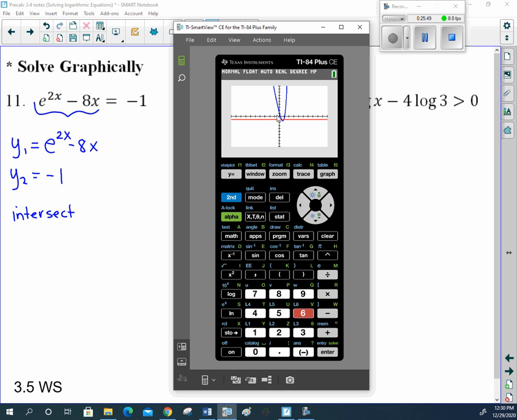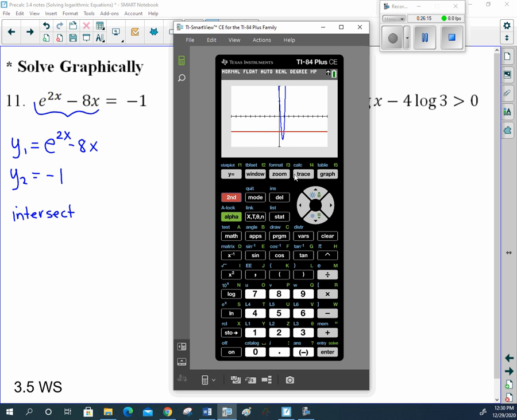Okay, so it looks to me like these are our two intersections right here. It looks like there's two answers. So I'm actually going to make my window go, in the y, from -2 to +2, just so I can see that a little bit better. There we go. And now I'm going to do the intersect button.